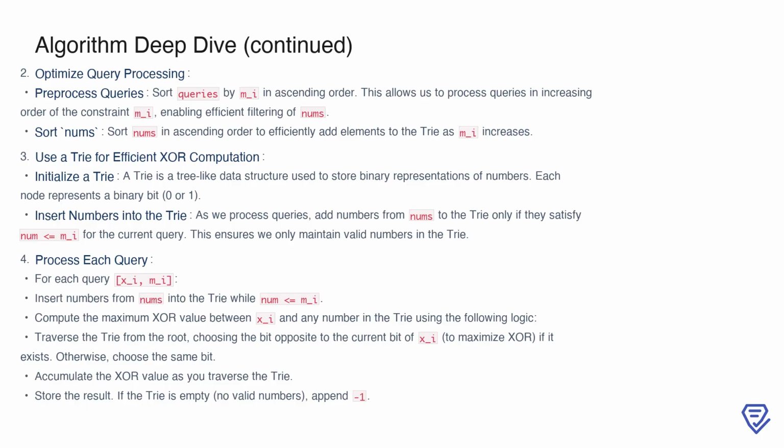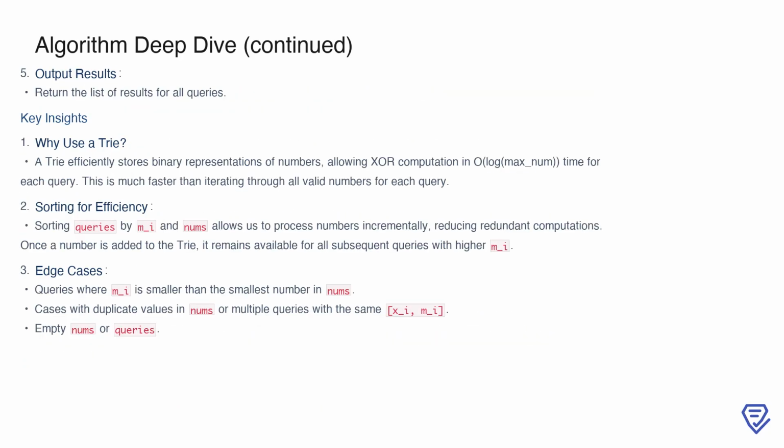Once the tree is populated with valid numbers, we compute the maximum XOR by traversing the tree in a way that maximizes the XOR result. This involves choosing the opposite bit of x_i's current bit whenever possible. If no valid numbers exist, we append -1 to the result. After processing all queries, we return the final result list, which contains the maximum XOR values for each query in the order they were originally given.